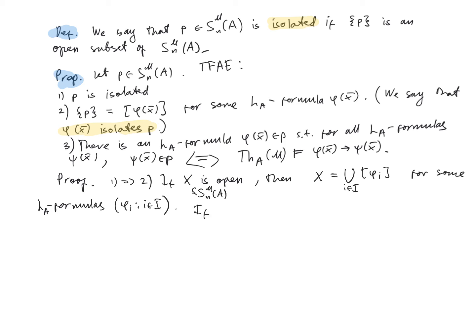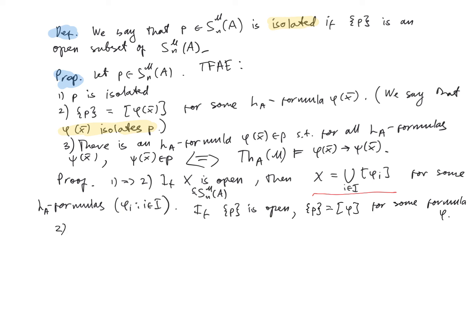Now, if we have that the set consisting of a single element p is open, then in particular it is of this form, a union of basic open sets, but it's just a single point. So if the set is open, we must have that it is actually equal to just one of the sets from this union. So it's the set equal to square brackets phi for some formula phi. Because it's a single point in the union, it belongs to one element of the union, and then we already get the whole set.